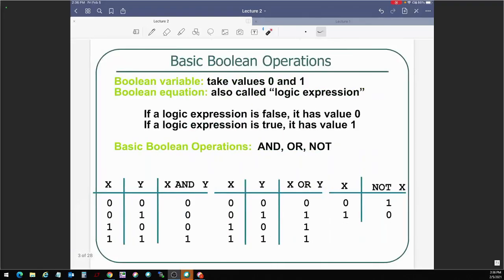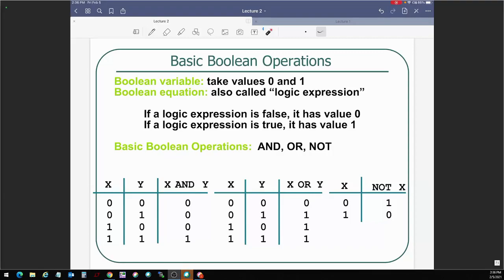We'll begin talking about basic Boolean operations first, because we are talking about logic functions. So let's see what those three basic operations are. Like I said, AND, OR, and NOT. So let's define a Boolean variable first. We have learned what a variable means in our math classes, but a Boolean variable is simply a variable that can take one of two values, 0 or 1.